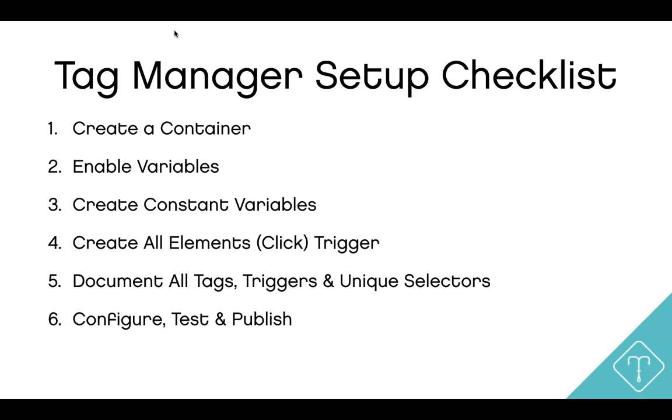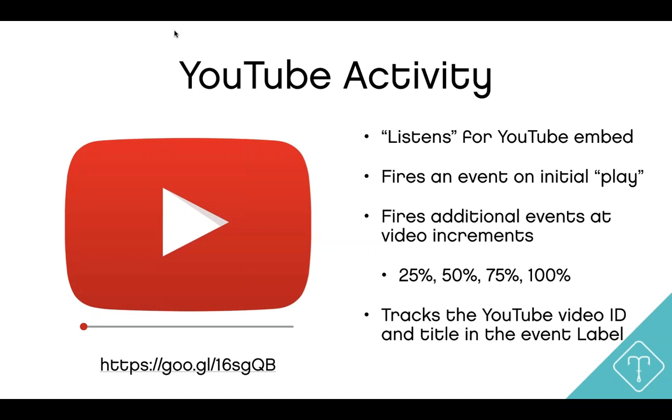Document all tags. You saw that I was using a Google Sheet or a Google Doc to document all those tags, so I've got a nice record that I can remember everything, but I can also share with clients and colleagues and things like that. And that's going to include tags, triggers, the unique selectors that we're using to identify PDFs or mail tos or telephone clicks, anything like that. And then configure all your tags, test it, and publish. Now, as we get more sophisticated, there are different tags we can utilize. For example, you can track YouTube activity.